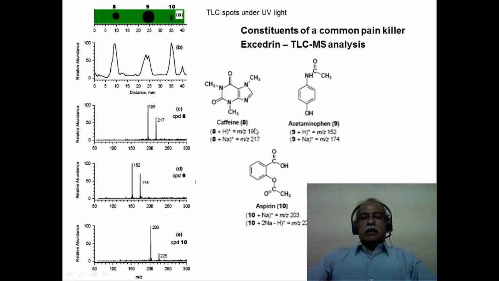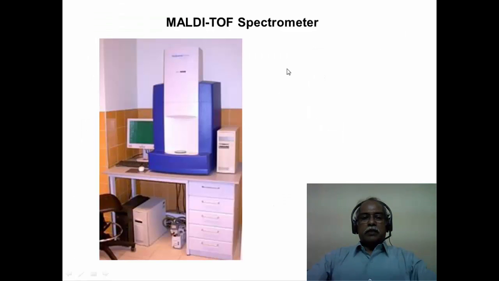So these examples essentially demonstrate the versatility of thin layer chromatography in combination with electrospray ionization mass spectrometry, how effectively this combination can be used for direct identification of organic compounds that are adsorbed onto a TLC plate, which are separated by eluting the TLC plate.